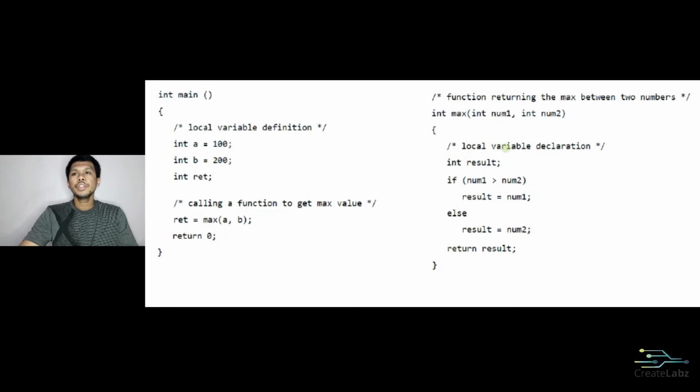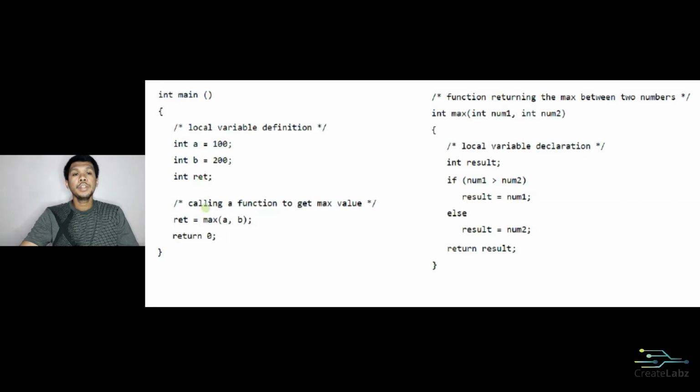I have here two functions. The one on the left is the main function. The one on the right is the max function. Max is the same function we have defined before. Return type is int. Parameters are num1 and num2. Both are ints. So in the main function, we've declared variable a as an integer with initial value 100, b as an integer with initial value 200, and ret as an integer. Ret will store the returned value.